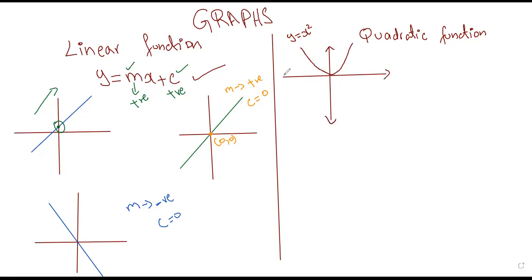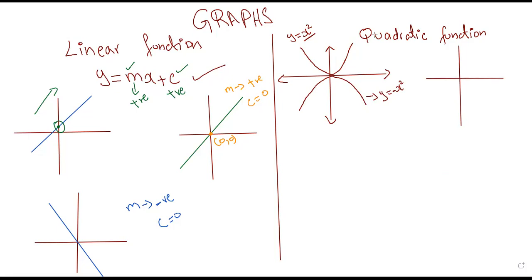Yes, very good. And it is upward because we have a positive coefficient with x squared. That is one. Excellent. Let's talk about another one. Before that, let's talk about the other type over here directly. The equation of this one would be y equals negative x squared. Very well done.